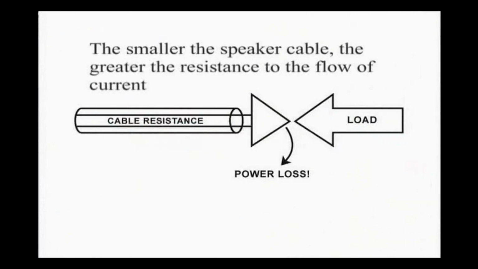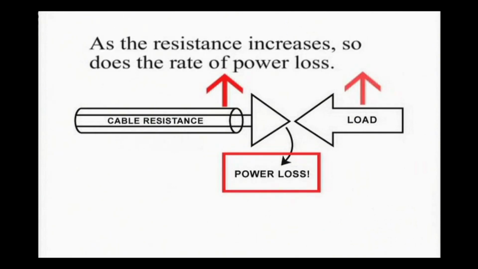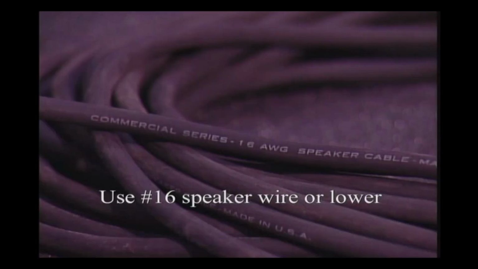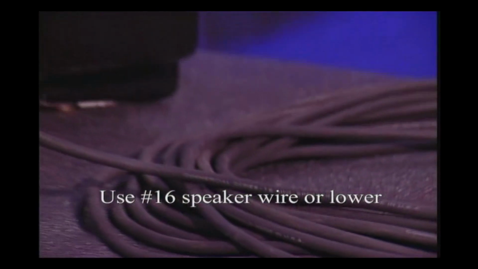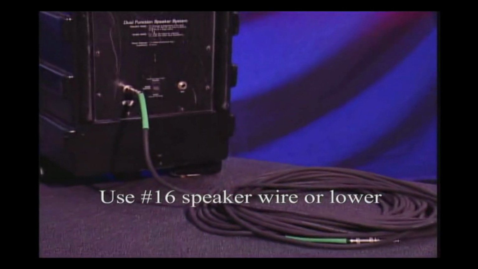The diameter is important because the smaller the size of the speaker cable, the greater the impedance or resistance of the cable to the flow of current. As the resistance increases, so does the rate of power loss. For a moderate-sized system, we recommend a speaker wire gauge of at least number 16 or lower.